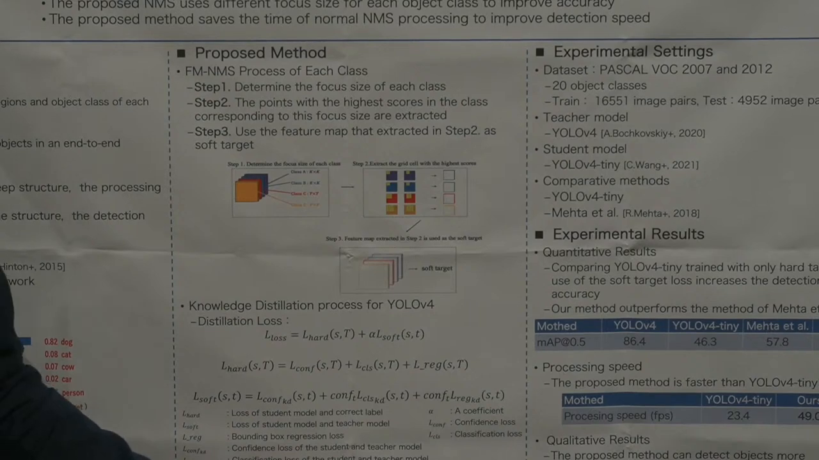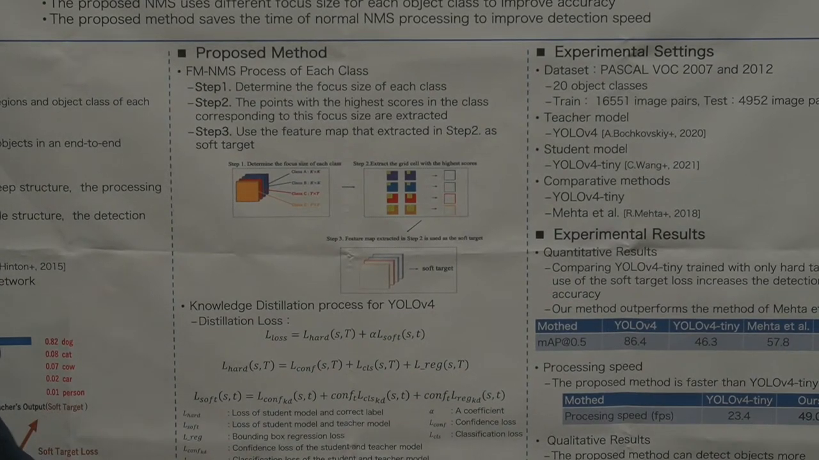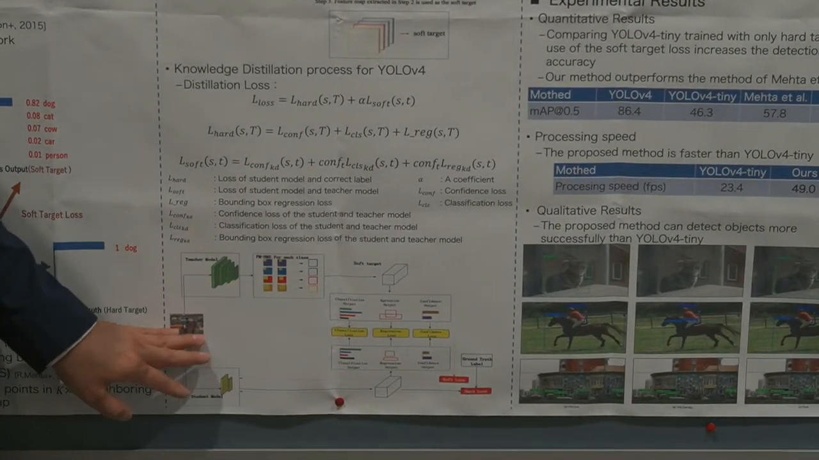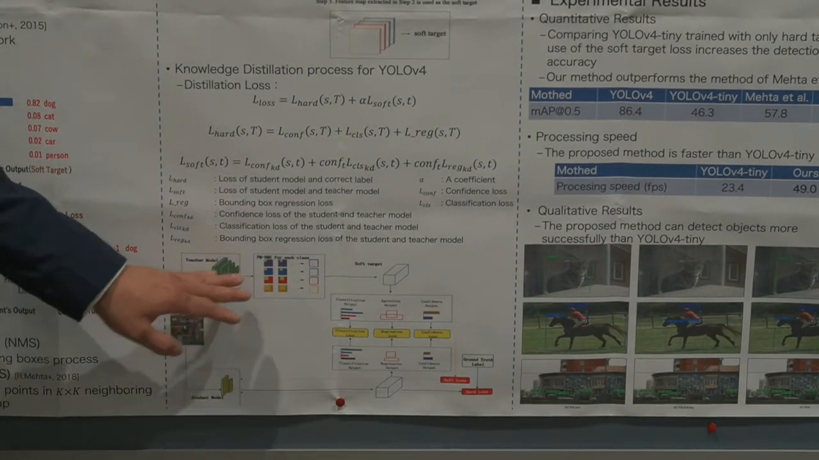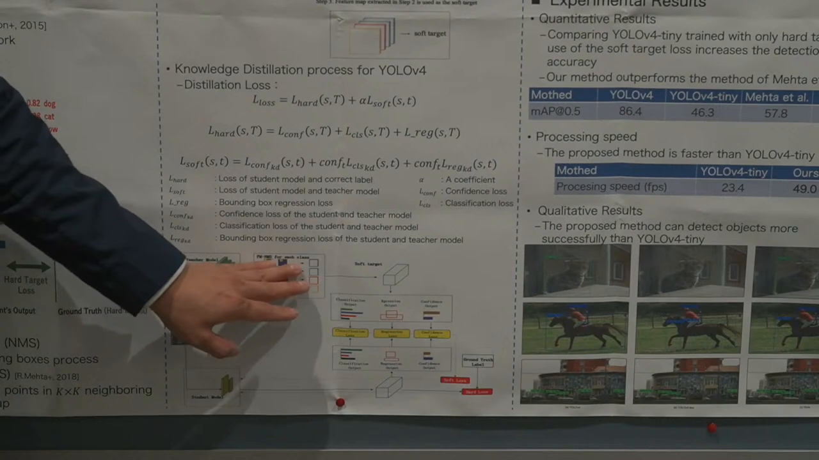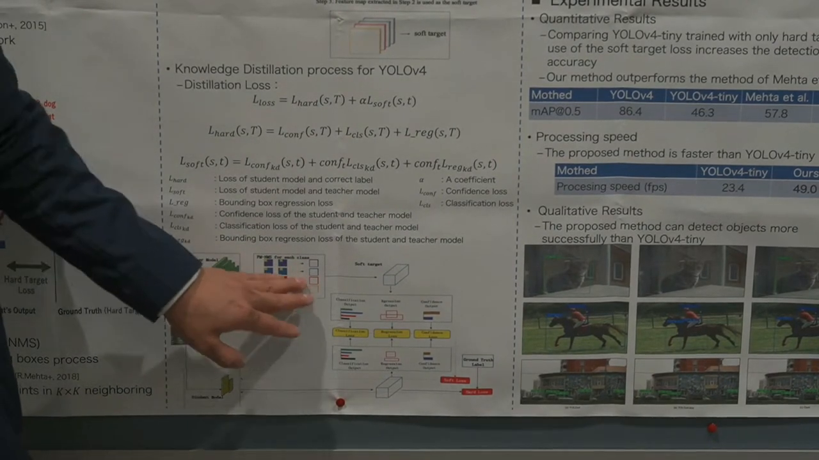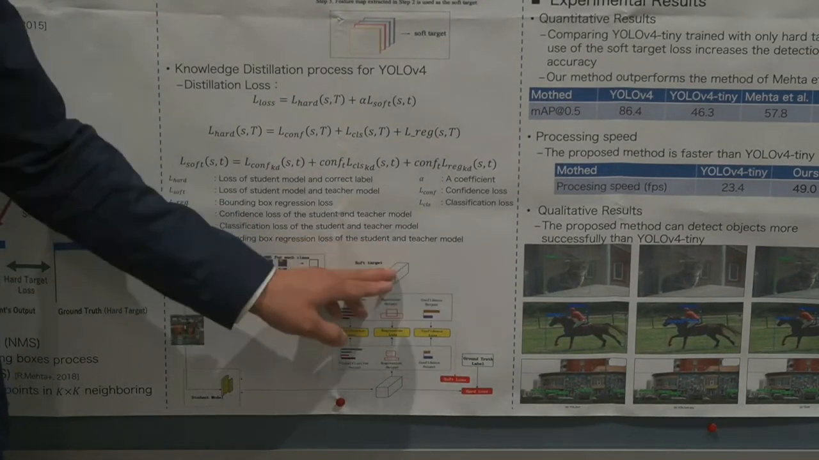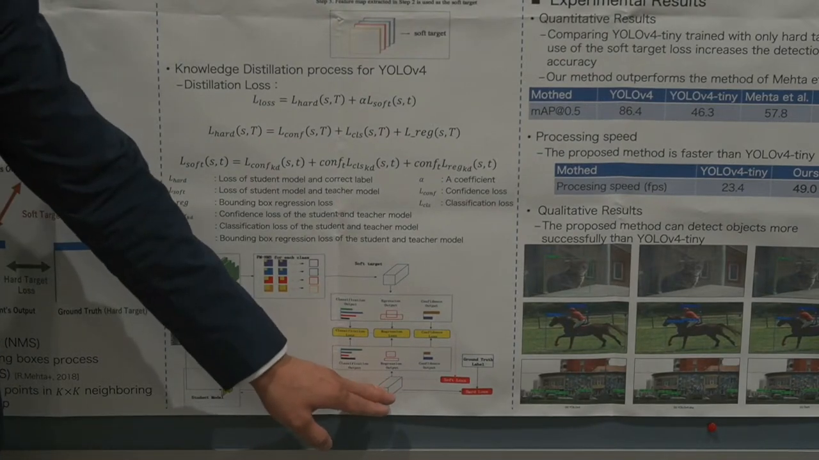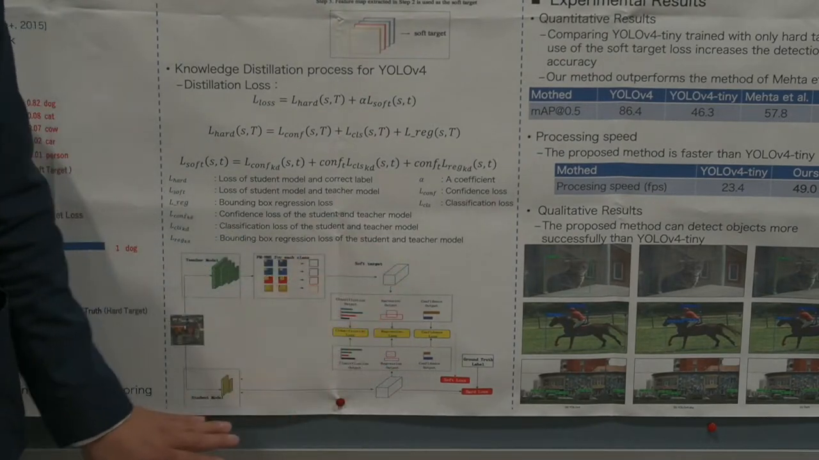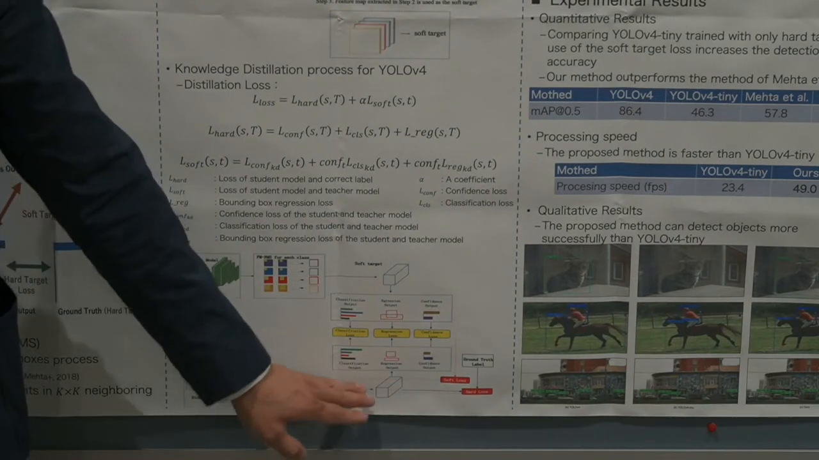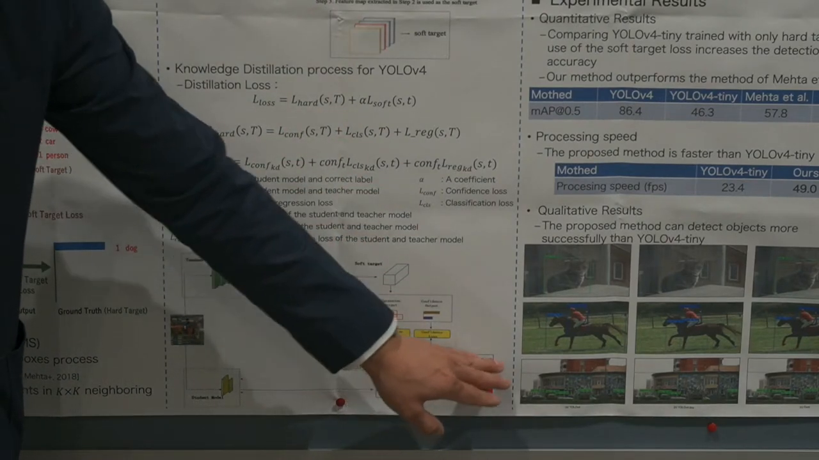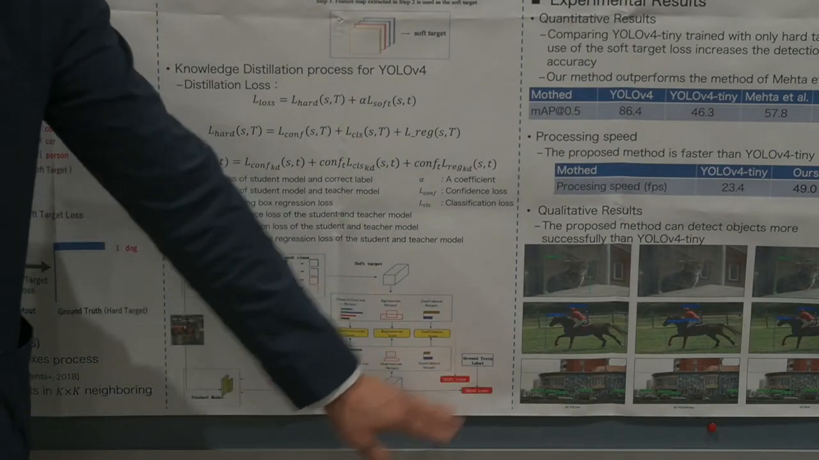So the process of the learning is: we input the image to the teacher model, which has been trained already, and to the student model. And we do class-wise NMS on the teacher model's output. The output here we use as a soft target, and we calculate the loss of the soft target and the student model's output. And there is also a loss of the ground truth label and the student model's output.